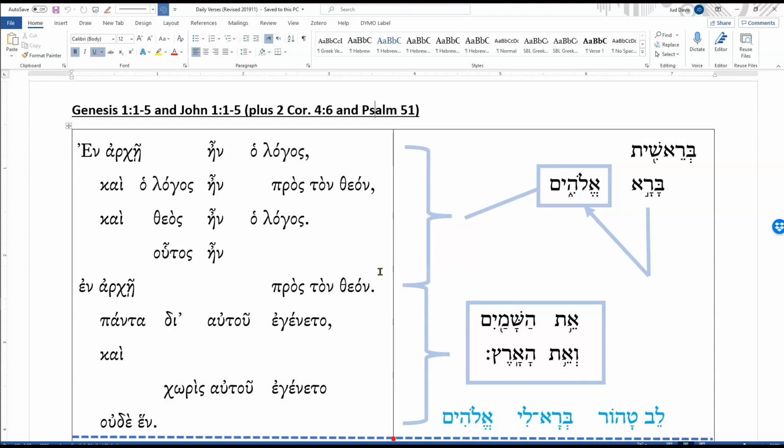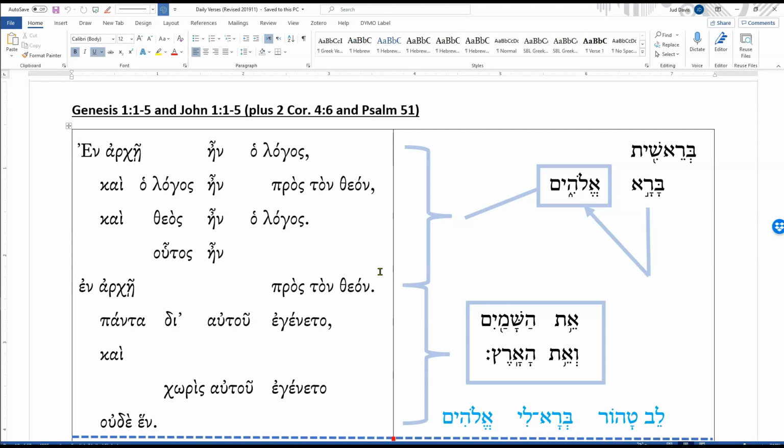And notice, Bereshit, bara, in the beginning he created, and who is the he? The he is Elohim, plural. So you've got a he who's also a they, and this is talking about a he who's also a they. All things were made through him. What's the Hebrew term for all things? Heaven and earth. And apart from him, there was made not one thing.